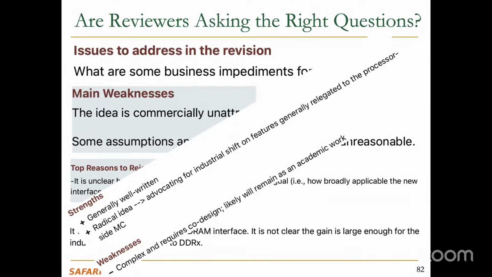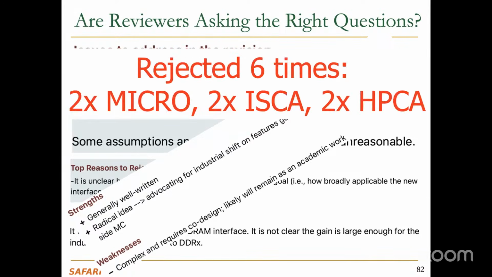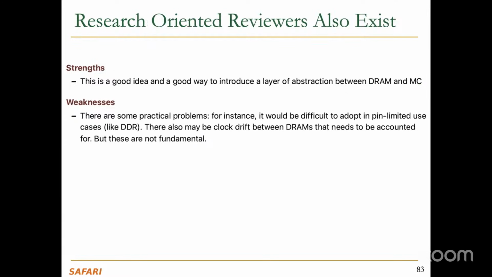So there's a mindset problem, as you can see. Are the reviewers asking the right questions? As a result, this paper was rejected 6 times. But there are also research-oriented reviewers, basically. This is a good idea and good way to introduce a layer of abstraction between DRAM and memory control. I agree with this, actually. There are some practical problems, like with every idea, for sure. But this reviewer is nice.